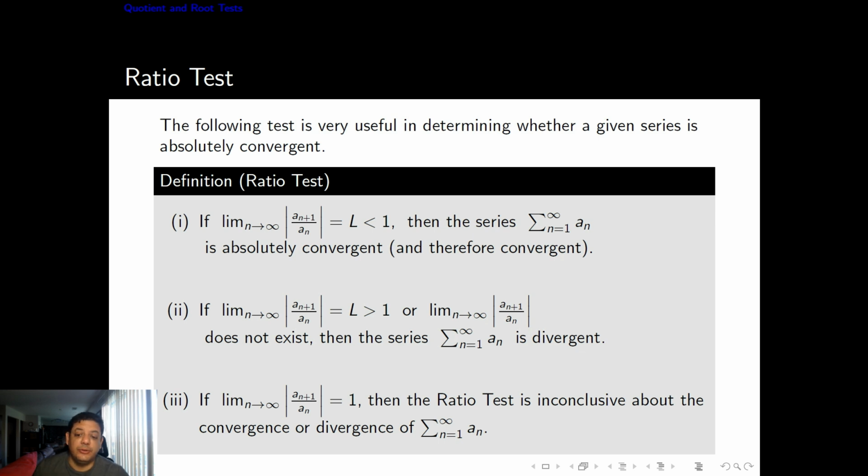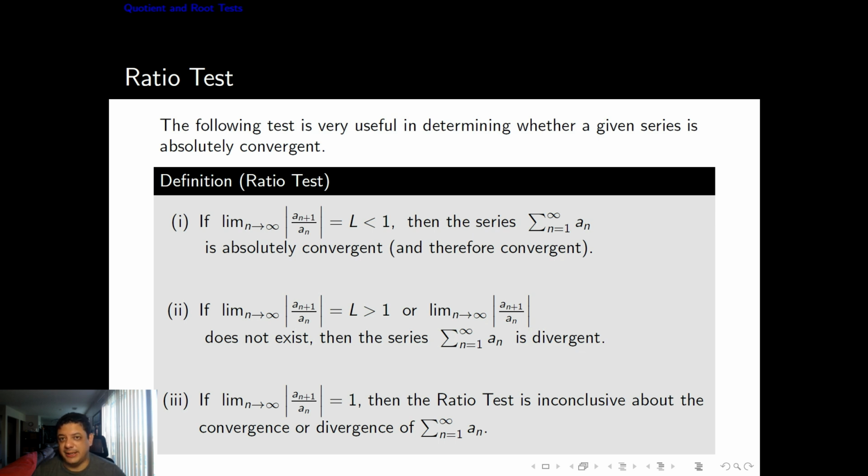Now, we're going to assume that that limit exists. If the limit doesn't exist, then it's divergent. But if the limit exists and the number L of the limit is less than 1, then we can say that the series is absolutely convergent, and therefore convergent as well. If the limit is bigger than 1, then we know that the series is divergent.